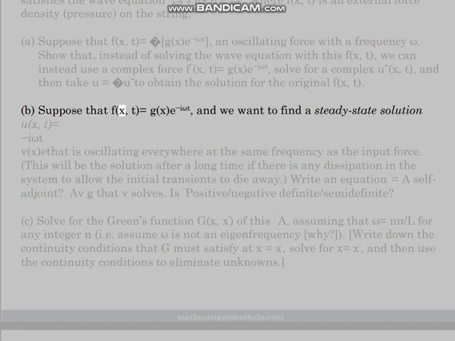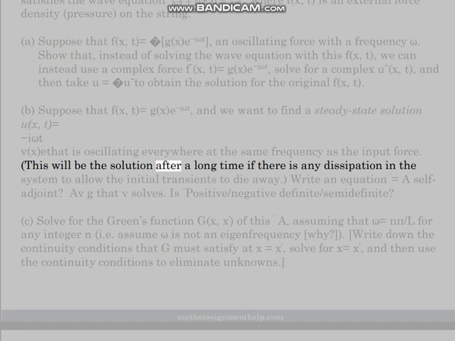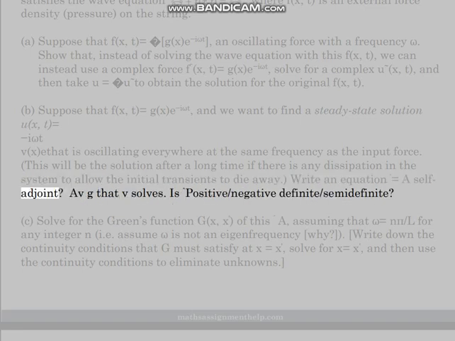B. Suppose that F(x,t) equals g(x) e^(-iωt), and we want to find a steady-state solution u(x,t) equals e^(-iωt) v(x), oscillating everywhere at the same frequency as the input force. This will be the solution after a long time if there is any dissipation in the system to allow the initial transients to die away. Write an equation A v equals g that v solves, with A self-adjoint. Is A positive or negative definite or semi-definite?